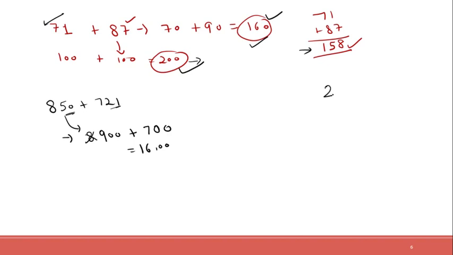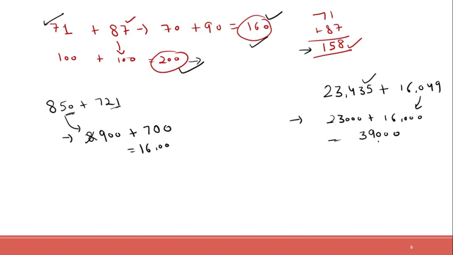But if it is 23,435 plus 16,049, now if I want you to round it off, how will you do it? You will just round it off to the nearest thousand, because the digits are large here. So 16,049 will become 16,000, because it is nearest to 16,000, and 23,435 will become 23,000. So if we add it up, we will get 39,000, right?